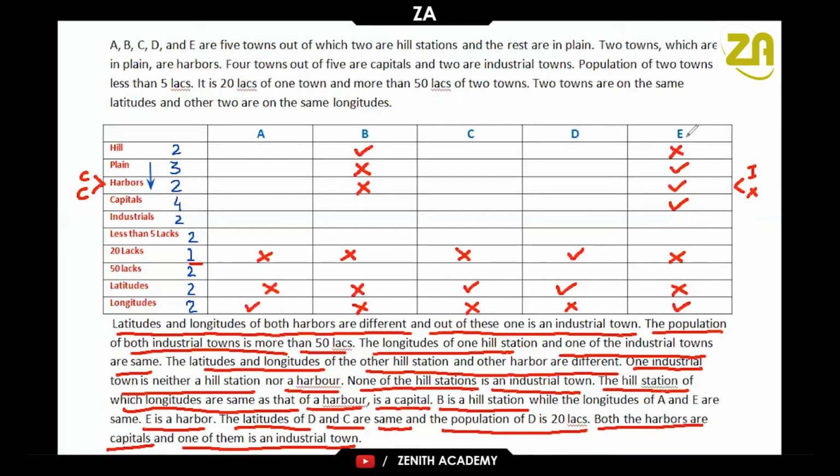You decided one harbor, so it is easy that E is going to be capital, but you are not sure about the second harbor. Which town is the second one as a harbor? So you can say it is to be decided. So it is again indirect information. And one of them is industrial town, means out of two harbors, only one is industrial. So again, this point is also to be decided.